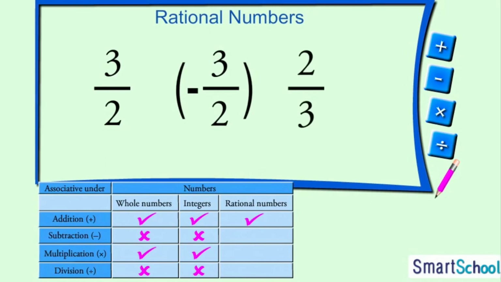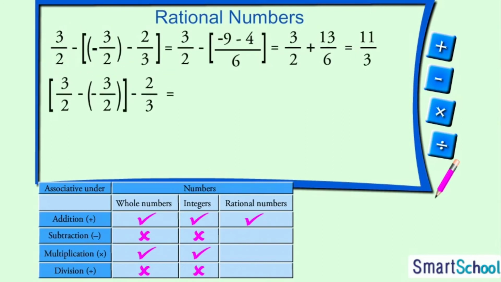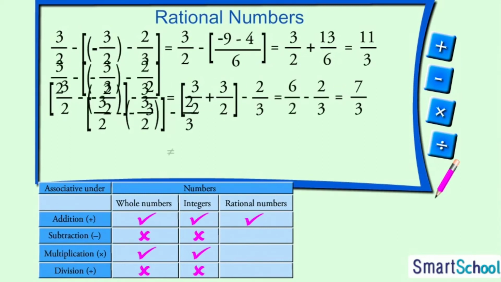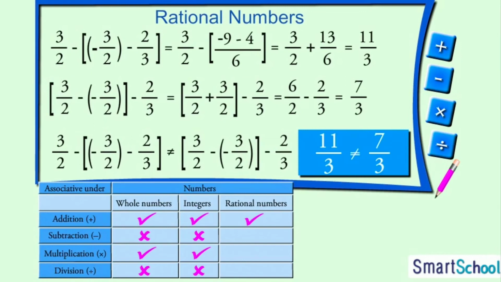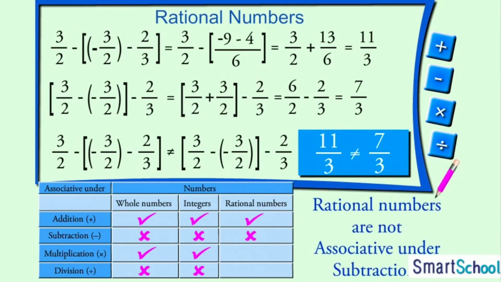Taking the same three numbers, we subtract the third number from the second number. And when we subtract second term from the first number and then subtract the third number from the result, the results are not the same. This shows that rational numbers are not associative under subtraction.